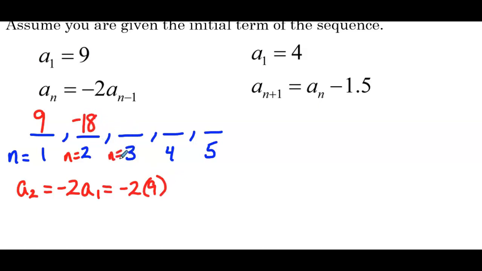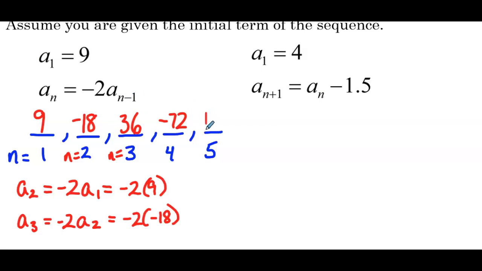And then we'd take n equals 3, so a sub 3 equals negative 2 times a sub 3 minus 1, which is a sub 2. What's a sub 2? That's negative 18. So we have negative 2 times negative 18. That's 36. And we could keep writing this out every time. Or we could realize that we're just taking the previous term and multiplying it by negative 2. So next we'd have negative 72, and the fifth term would be 144.